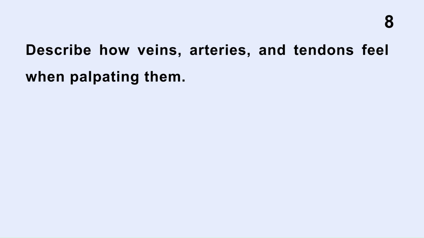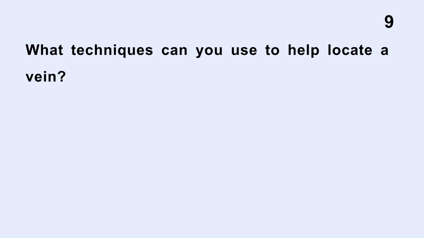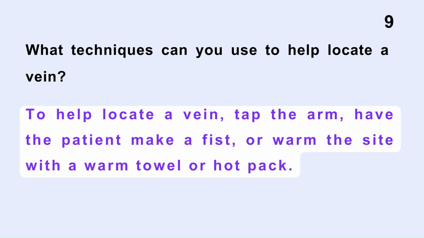Number 8. Describe how veins, arteries, and tendons feel when palpating them. Veins feel spongy, bouncy, and firm on palpation, arteries pulsate, and tendons feel rigid. Number 9. What techniques can you use to help locate a vein? To help locate a vein, tap the arm, have the patient make a fist, or warm the site with a warm towel or hot pack.